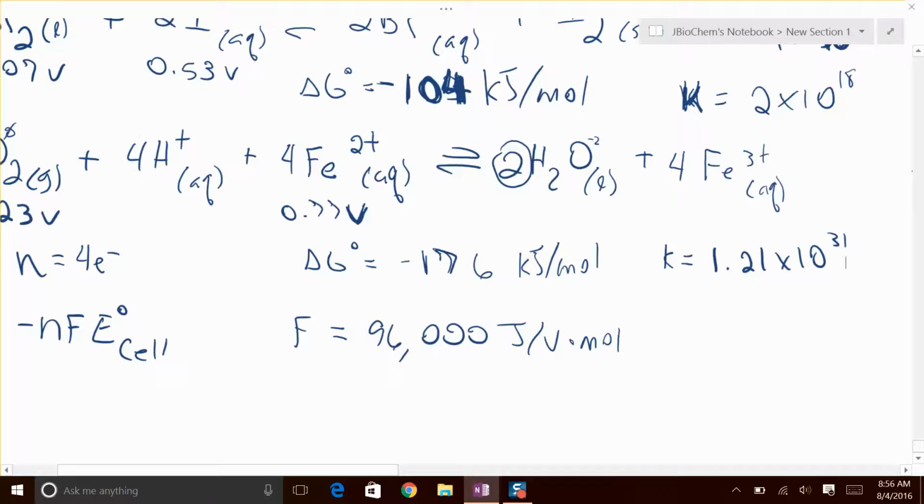One more level. So delta G, delta E of a cell. We can calculate K, but what about when we have concentrations of the ions in solution? Then we use a Q instead of a K, right? So we're going to do that. Q equals products over reactants. So it's a ratio.